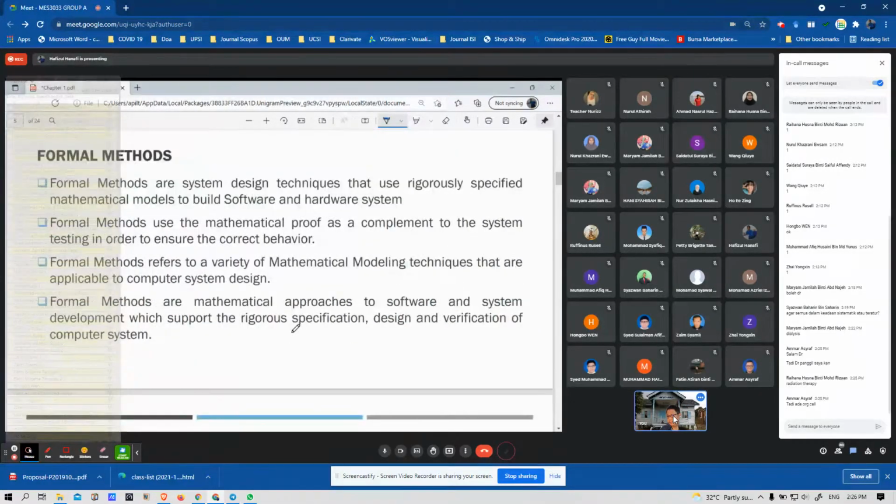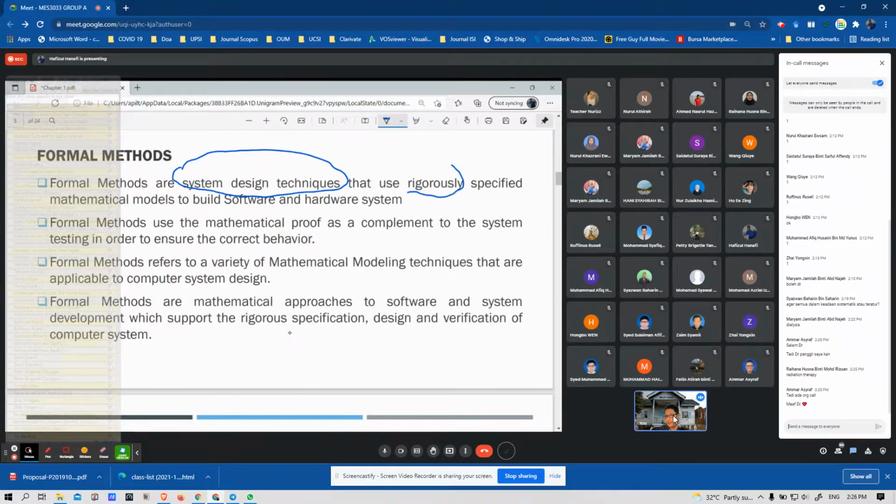Okay, this one is just a description. What is formal method? The system design technique that uses rigor, which means it is used to measure the complex system. It specifies mathematical models to build software, and later we see what is software and also the hardware system. Basically, it is a system design technique for the complex system. Secondly, it uses mathematical proof as a complement to system testing in order to ensure the correct behavior.